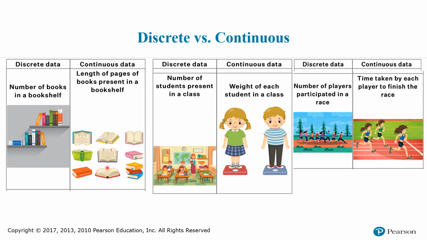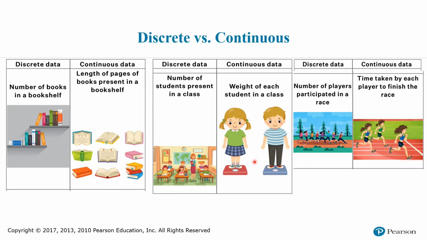So let's consider books. The number of books in this bookshelf is 14. That's a countable number, and we can't break it down any further than that. We're not going to say we have 14 and 1/8 books on a bookshelf. That just doesn't make any sense. So that's discrete. Whereas the length of the page of a book would represent continuous data, because if we measured the length of this page, it might be 5 inches, but it might also be 5 1/4 inches. So we can break that down even further into a decimal, making it continuous data.